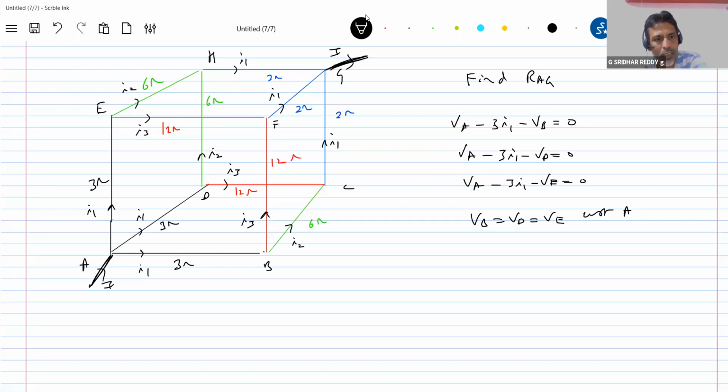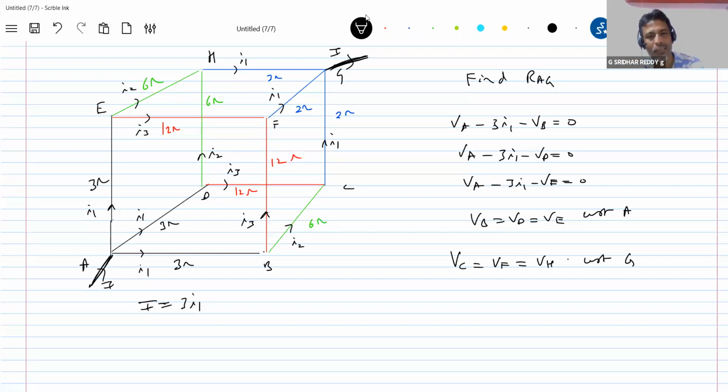So what current entered? I equal to 3I1. It's the same thing, no? I is equal to 3I1. Then, what can we write here now? Potential of C equal to F equal to H. They are equal with respect to what? With respect to G.